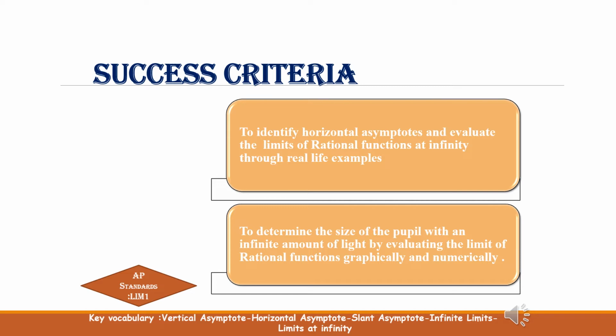And our success criteria is to identify the horizontal asymptotes and evaluate the limits of rational functions at infinity through real-life examples. For example, to determine the size of the pupil with an infinite amount of light by evaluating the limits of rational functions graphically and numerically. But in this part, we will study graphically.